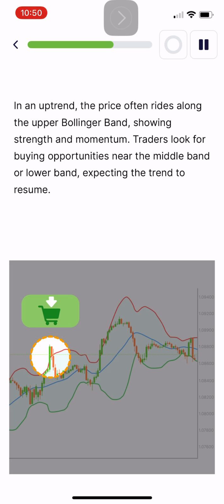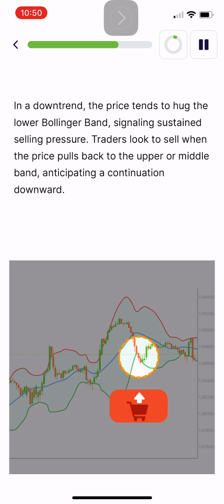In an uptrend, the price often rides along the upper Bollinger Band, showing strength and momentum. Traders look for buying opportunities near the middle band or lower band, expecting the trend to resume. In a downtrend, the price tends to hug the lower Bollinger Band, signaling sustained selling pressure. Traders look to sell when the price pulls back to the upper or middle band, anticipating a continuation downward.